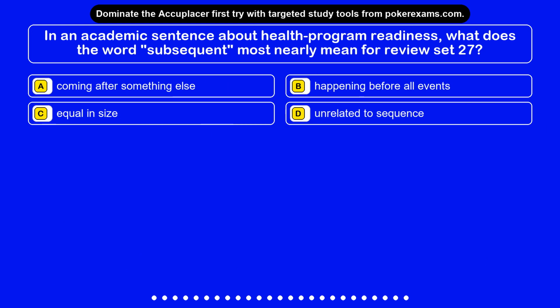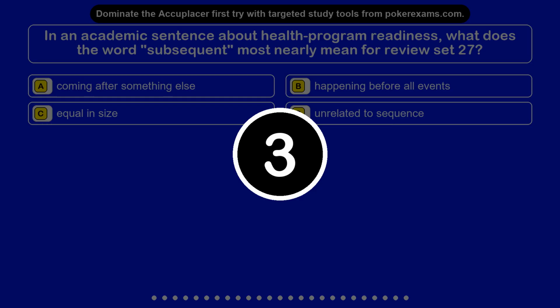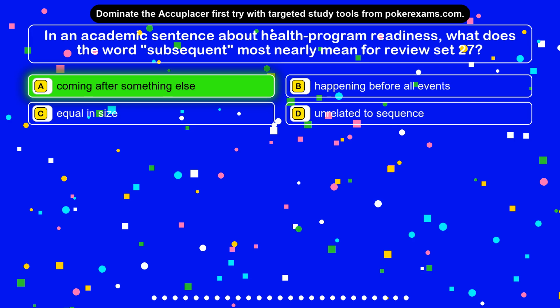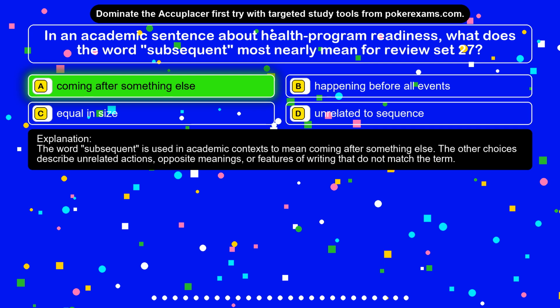Question 15. In an academic sentence about health program readiness, what does the word subsequent most nearly mean for review set 27? Option A, coming after something else. Option B, happening before all events. Option C, equal in size. Option D, unrelated to sequence. The correct answer is option A, coming after something else. The word subsequent is used in academic contexts to mean coming after something else. The other choices describe unrelated actions, opposite meanings, or features of writing that do not match the term.